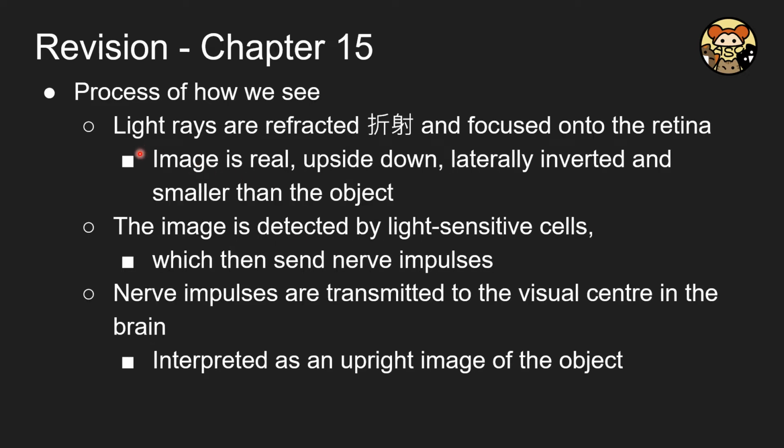When light comes into the eyes, the light rays will be refracted and focused on the retina. The image will be upside down, laterally inverted, and also smaller than the object. Then the image is detected by the photoreceptors, that is the light-sensitive cells, and they will send nerve impulses back to the brain. Once the nerve impulse is transmitted to the visual center, it will be interpreted as an upright image.